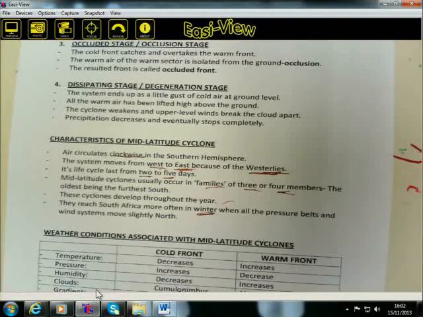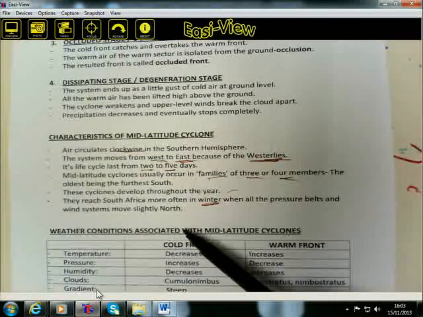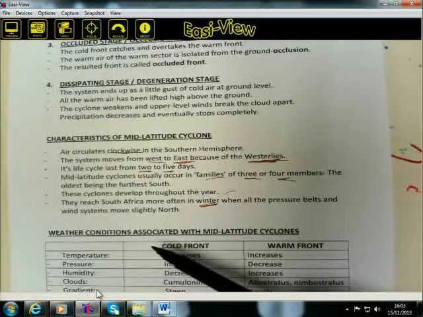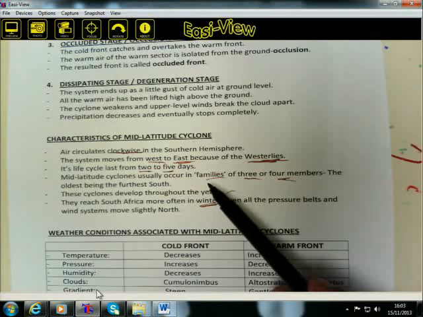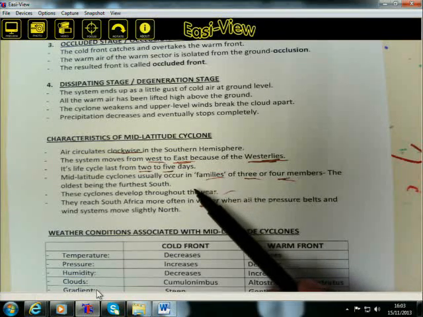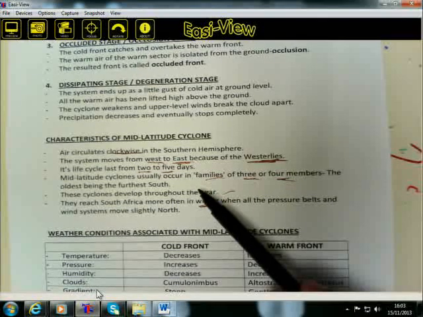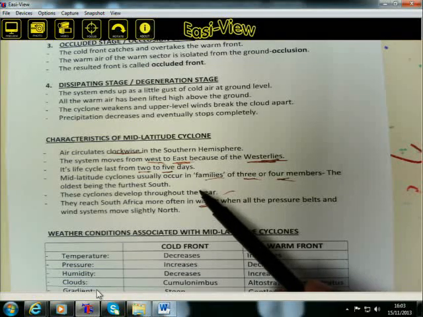Let us go again. The characteristics of the mid-latitude cyclone. We said, number one, the air circulates clockwise in the southern hemisphere. This gives you the idea that a mid-latitude cyclone is a low pressure cell. Two, the system moves from west to east because of the westerlies.